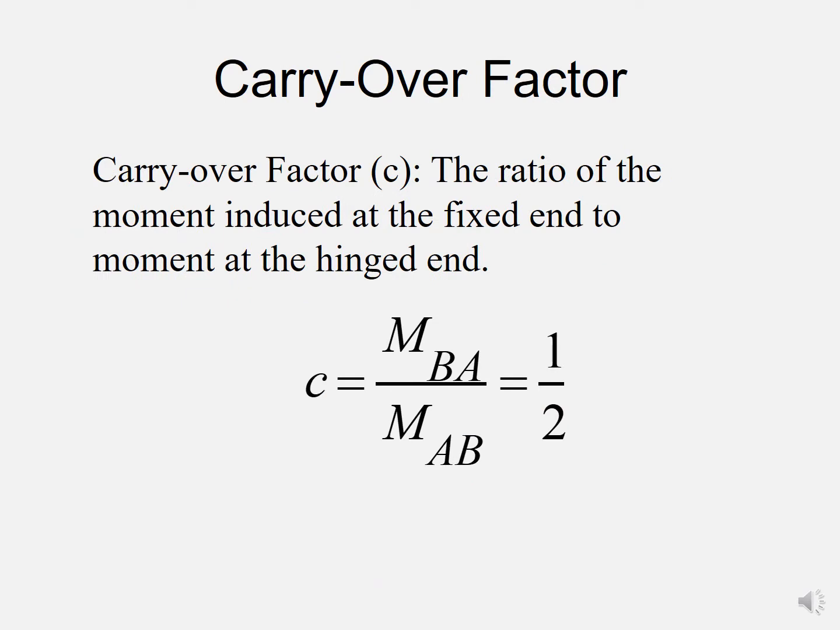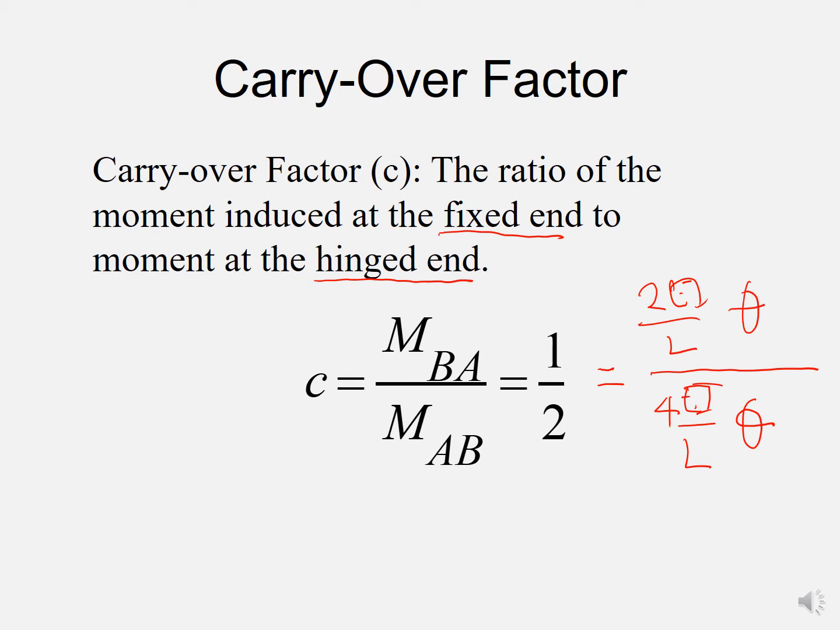The carryover factor is defined as the ratio of the moment induced at the fixed end to the moment at the hinge end. In our previous equations, the moment at the hinge support is equal to 4EI over L times theta, and the moment at the fixed support is 2EI over L times theta. Hence, the ratio of the moment at the fixed support to the hinge support is equal to 1/2. This is defined as the carryover factor.